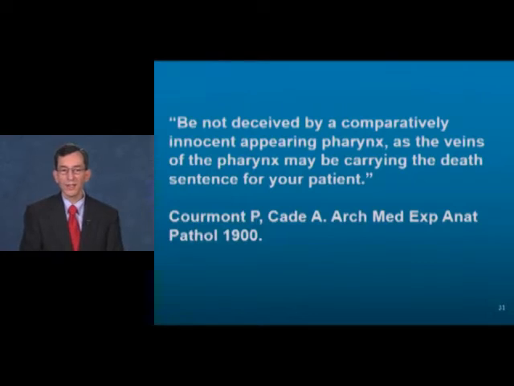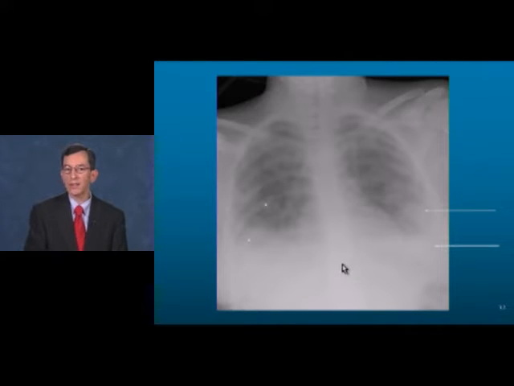This is a quotation from a physician, Cormont, who published 36 years before Lemire: "Be not deceived by a comparatively innocent-appearing pharynx, as the veins of the pharynx may be carrying the death sentence for your patient." Certainly in the pre-antibiotic era, that was an accurate statement, but it showed that this was appreciated as a clinical diagnosis long before cross-sectional imaging.